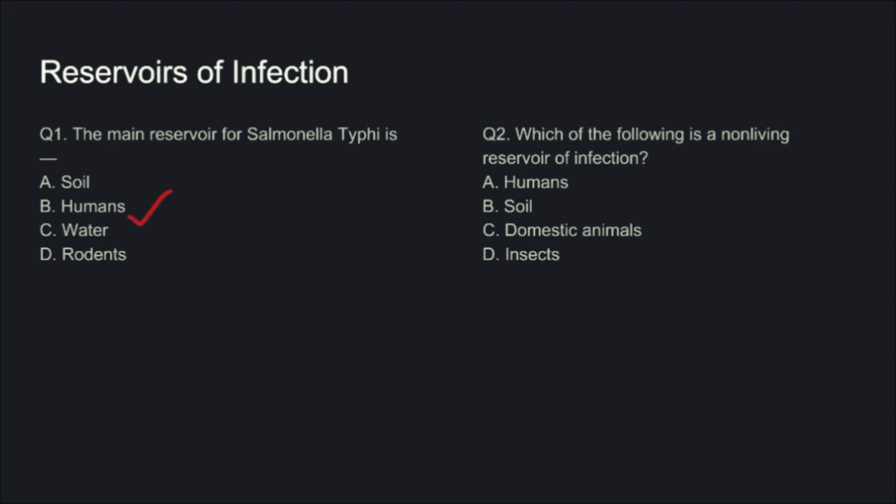Question 2. Which of the following is a non-living reservoir of infection? Options are A, humans; B, soil; C, domestic animal; D, insect. So the correct answer for this question is option B, soil.